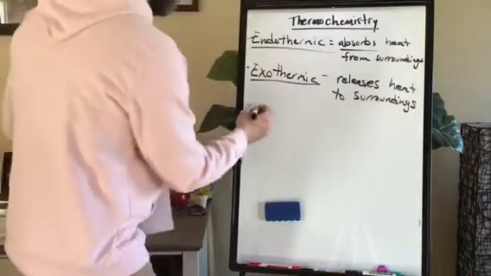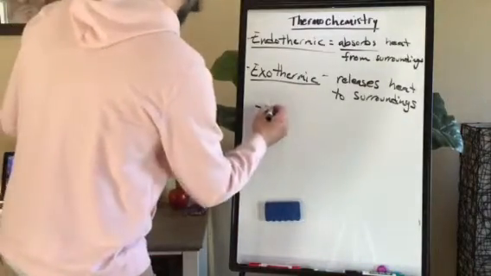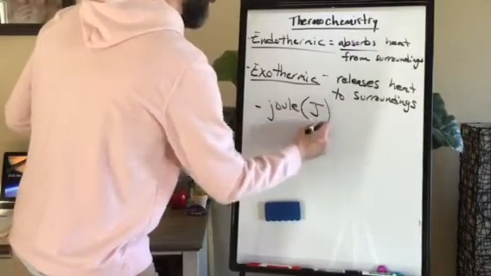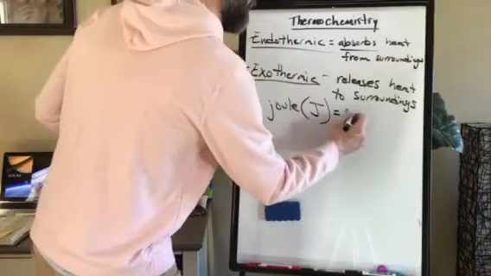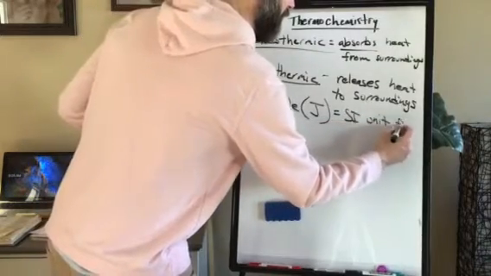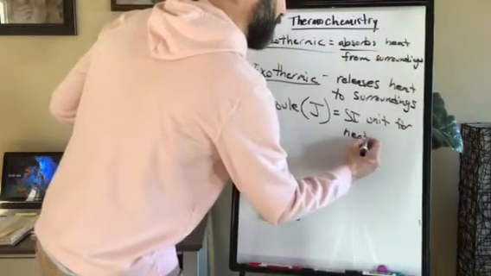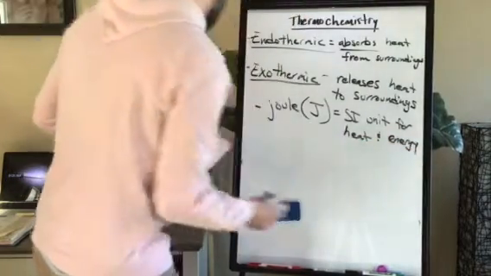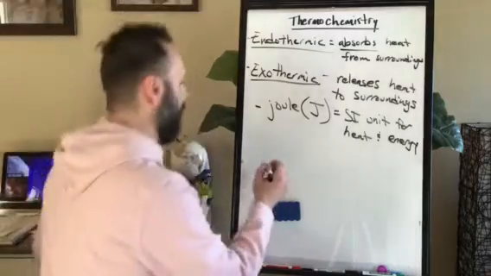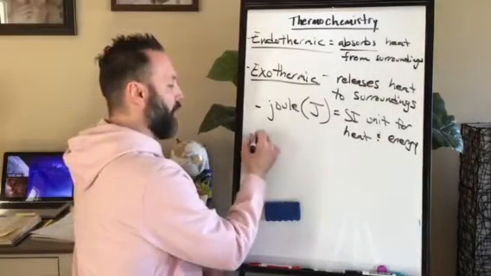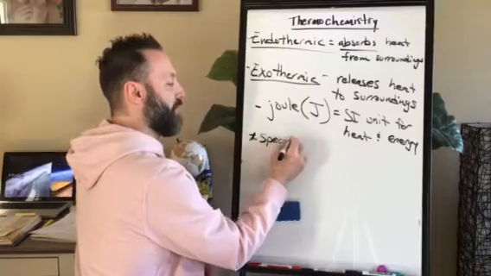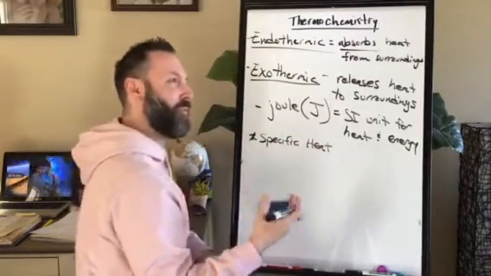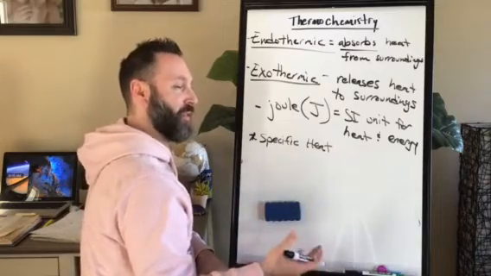Our SI unit that we will use for heat is going to be the joule, and that is represented with an uppercase J. It's our SI unit for heat and energy. And one other thing this section talked about was specific heat. Specific heat is how much heat a substance can absorb before that substance itself heats up.